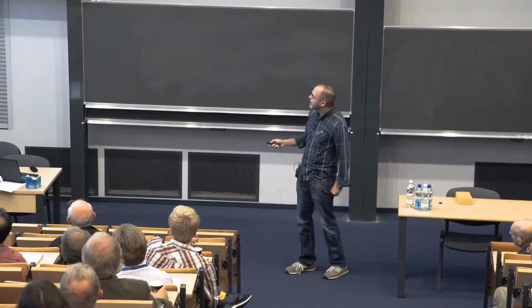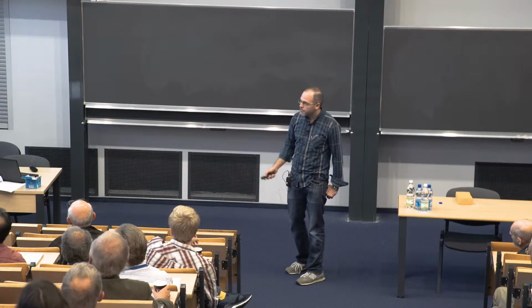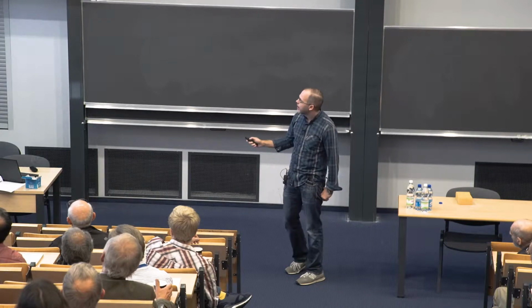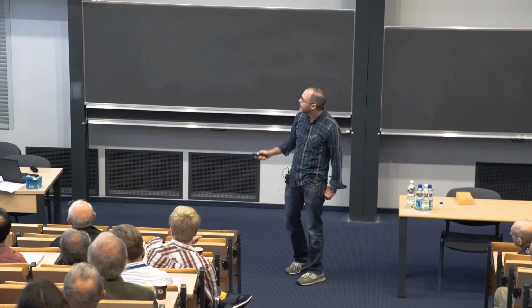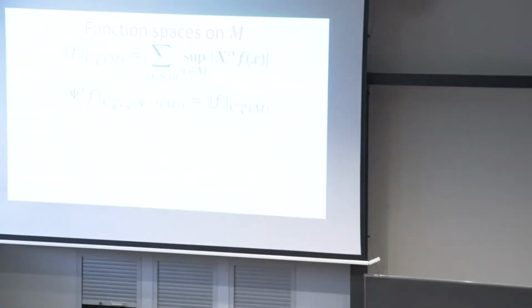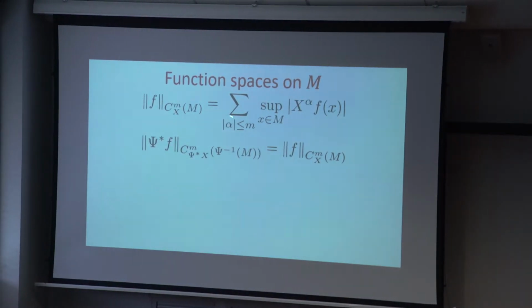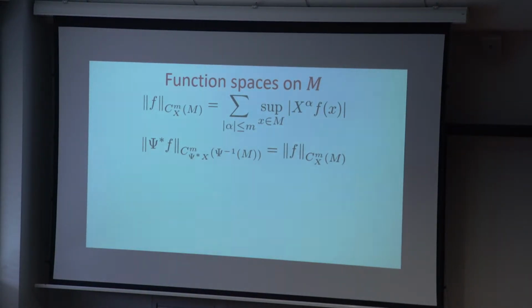Now, a quick comment about the Cm norm. If I take a diffeomorphism psi, and I pull back f via psi, and I pull back the vector fields via psi, and I pull back the manifold via psi, the norm doesn't change at all. Pullback is an isometric isomorphism of these Banach spaces. And what this means in practice is you can compute this norm in any coordinate system you want, and you'll get the same number. Okay? Exactly the same number, no matter what coordinate system you're using.